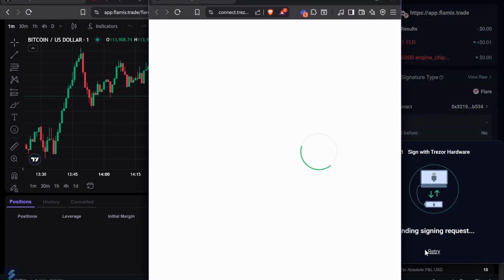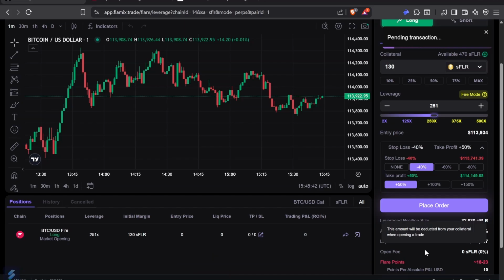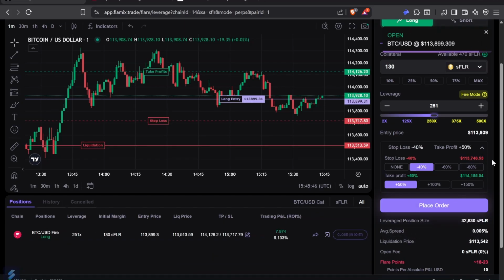Signing process. I'm going to sign on my Trezor. I'm not saying that this is what you should be doing. Probably by the time you see this video, the prices are going to be different. I'm just trying to show you how this works. That's all I want to do.